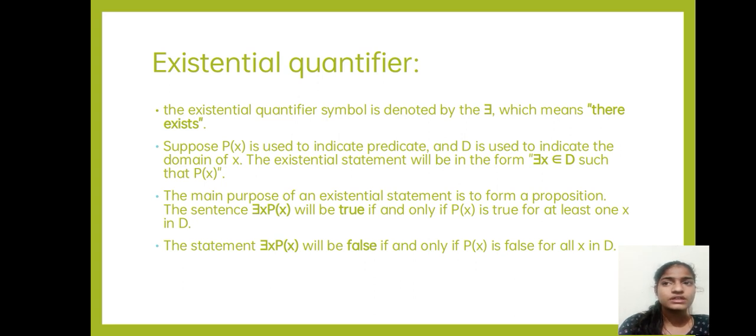Like the example we took before, x is less than or equal to 5 and greater than 3, there are only two numbers which satisfy the condition, so we use there exists. If every number satisfies the statement, then we use for every x. So here it is saying that at least one x in D is satisfying that statement.